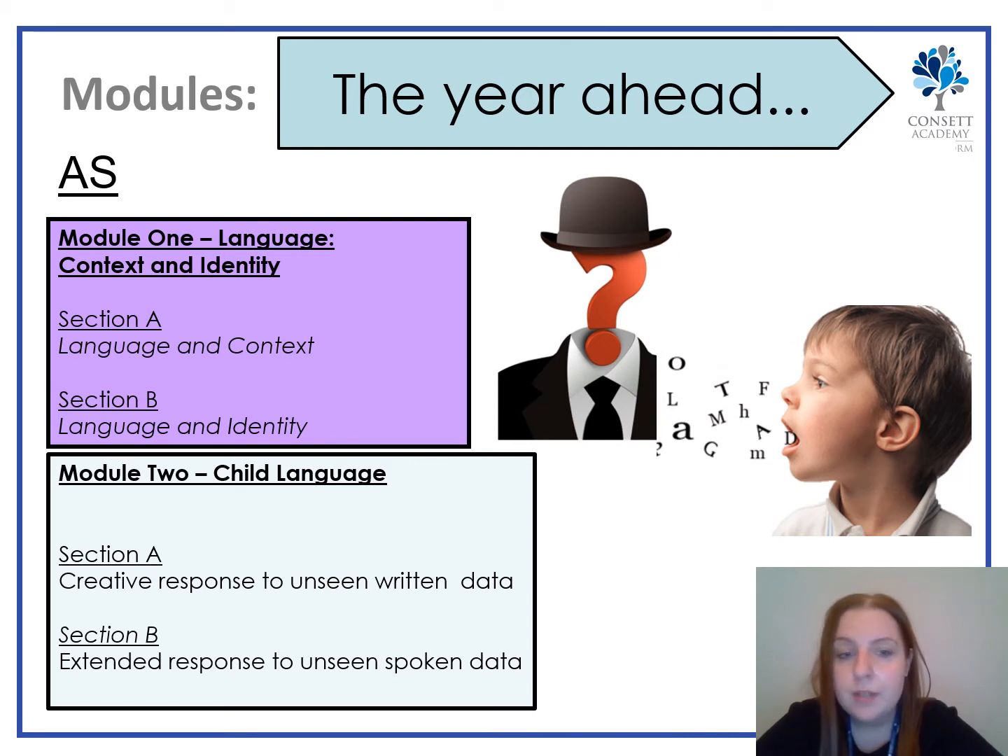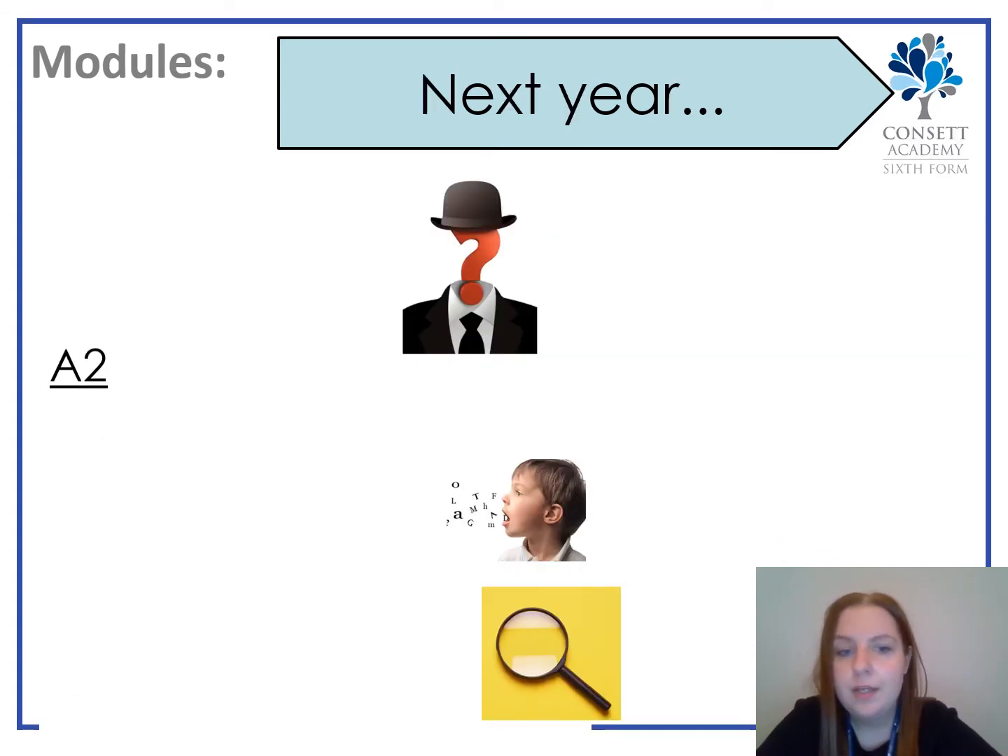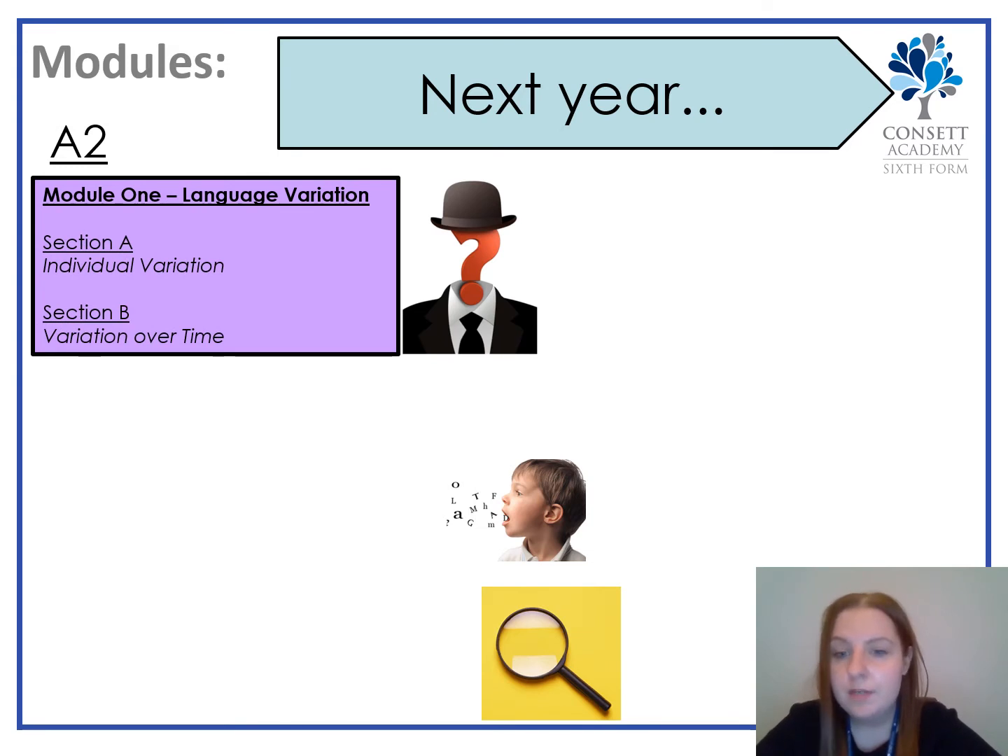In terms of the exam, you will produce a creative response to unseen data, where you will write a section from a textbook or a blog about a child's language development. And then in the second section, you will analyse how their language is developed as a kind of purely analytical task. In terms of year 13, you will study individual variation.